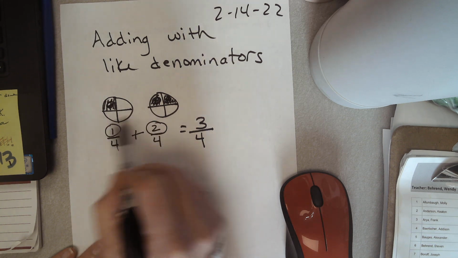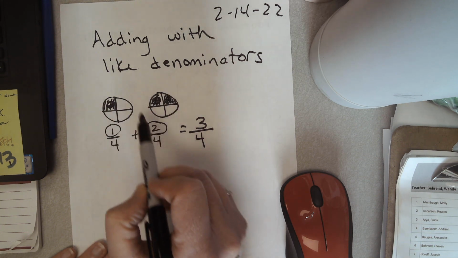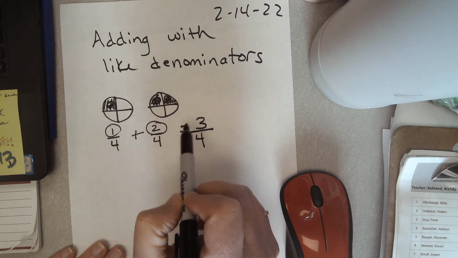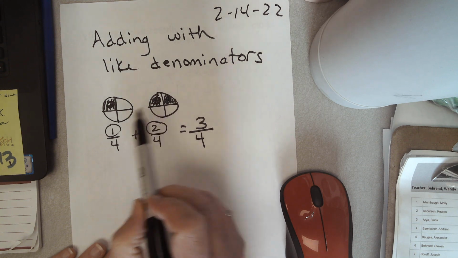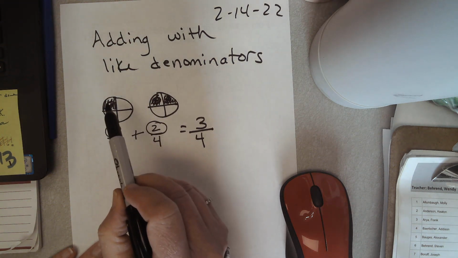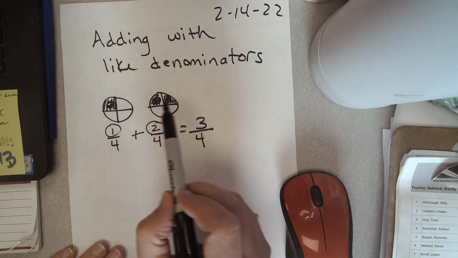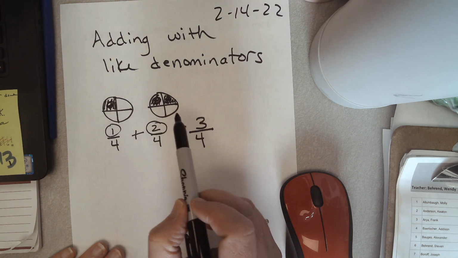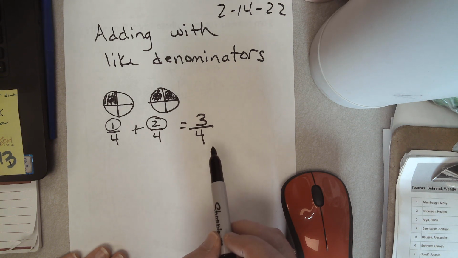I'm not adding the bottoms. I'm only adding what I've chosen out of what's possible. The possible does not change. I have it in fourths. Okay, so I'm only adding how many I've chosen out of each possible. So I've chosen 1 out of a possible 4, and I've chosen 2 out of a possible 4, and that's where I'm getting 3 out of a possible 4 altogether.